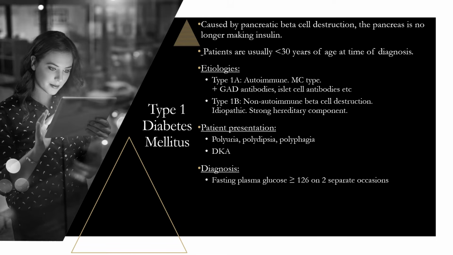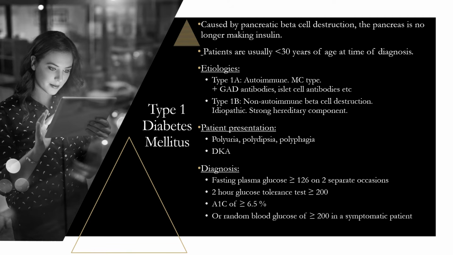As far as diagnosis, this is going to be the same for type 1 and type 2 diabetes. You need any one of these to diagnose a patient with diabetes. You either have a fasting plasma glucose of 126 or higher on 2 separate occasions, a 2-hour glucose tolerance test showing a blood sugar of 200 or higher, an A1C of 6.5 or higher, and then finally a random blood glucose of 200 or higher in a symptomatic patient. So in a patient with polyuria, polydipsia, etc., with a blood sugar of 200 or higher. Definitely remember these. This is going to be important. And remember, you only need one of these to make the actual diagnosis.